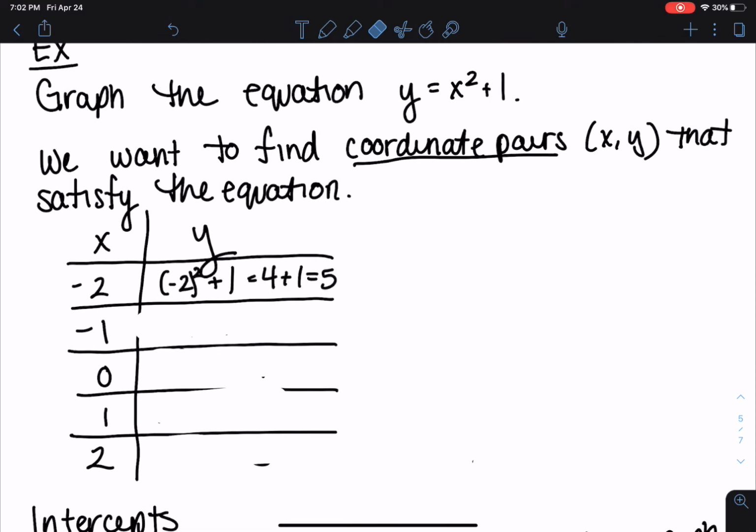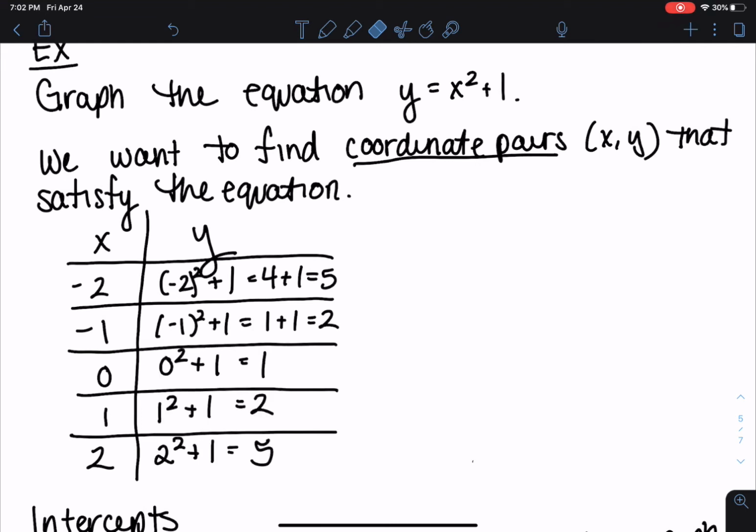So I'll square x, add 1, square x, add 1, square x, add 1, and likewise. And I'm going to get all of the different y coordinates which correspond to a point. So this tells me negative 2, 5 is on the graph. This tells me negative 1, 2 is on the graph. 0, 1, 1, 2, and 2, 5.